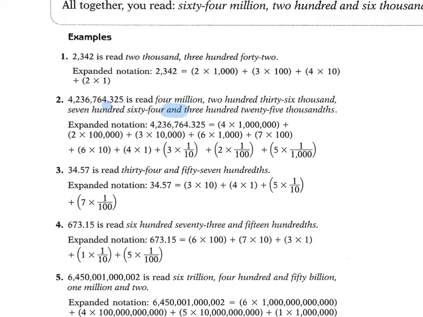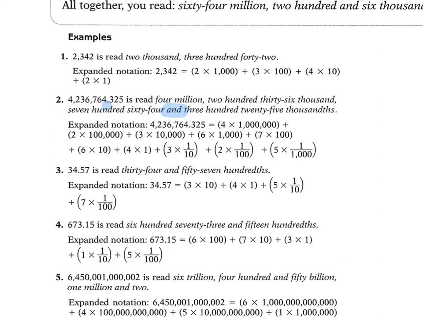So here we would write this in expanded notation. We start with our largest number, which is 4, and it's in the millions place. So we would have 4 times 1,000,000 plus 2 times 100,000 plus 3 times 10,000 plus 6 times 1,000 plus 7 times 100 plus 6 times 10 plus 4 times 1.